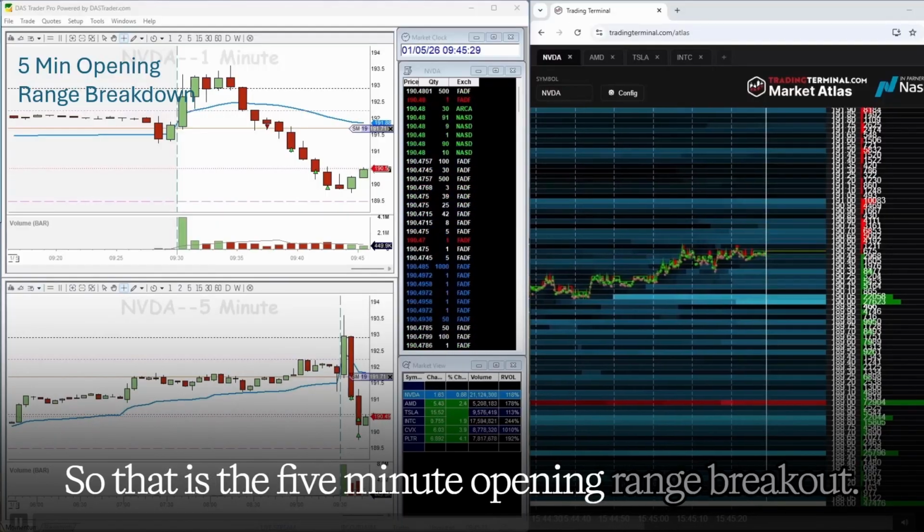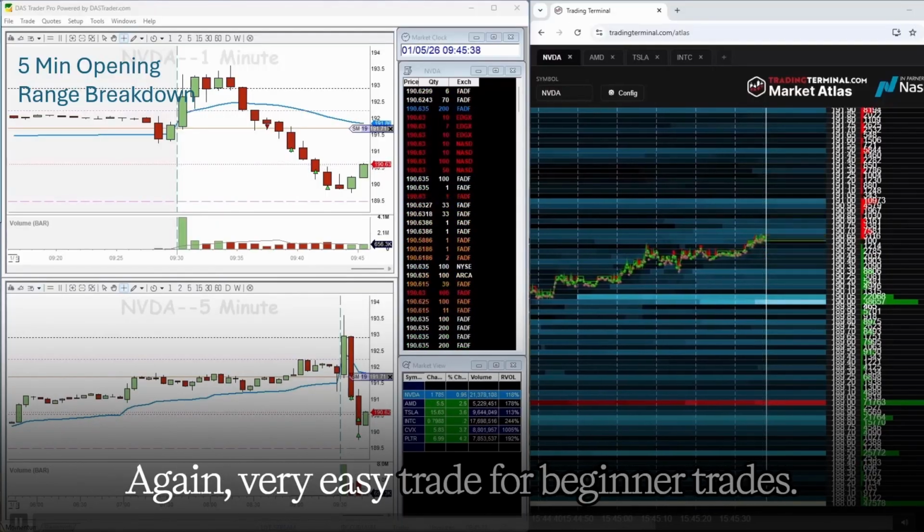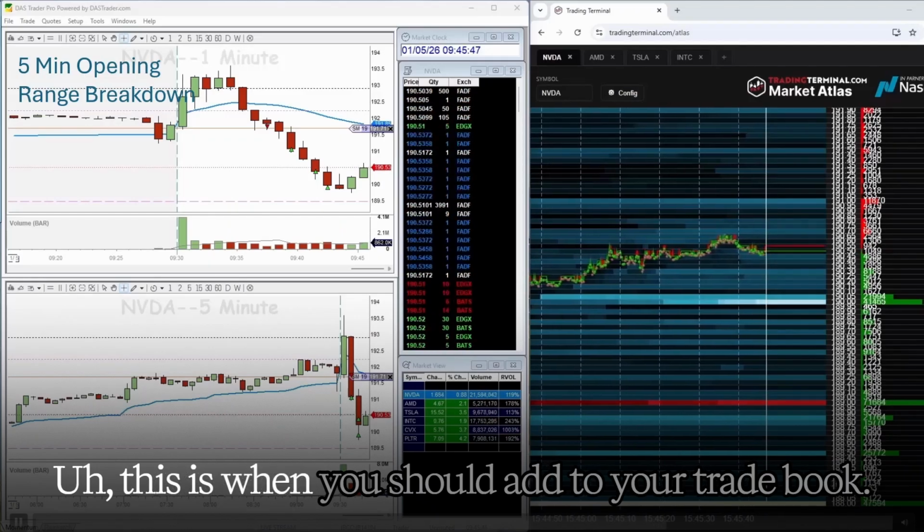So that is the 5-minute opening range breakdown. Again, it's a very easy trade for beginner traders. This is one you should add to your trade book.